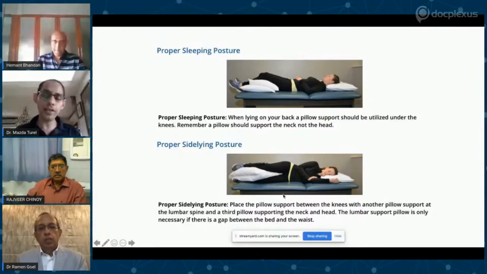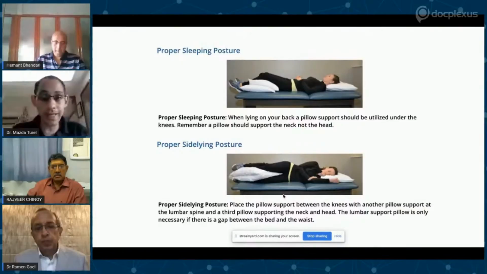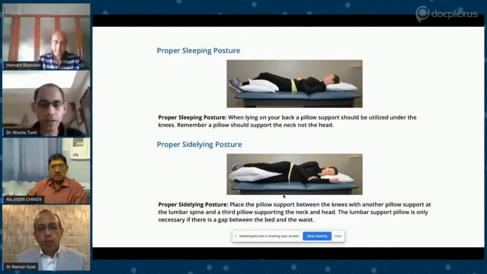The important thing to remember is to maintain the curve that nature has wanted us to be in, for as long as possible. So that's the way you sit properly.